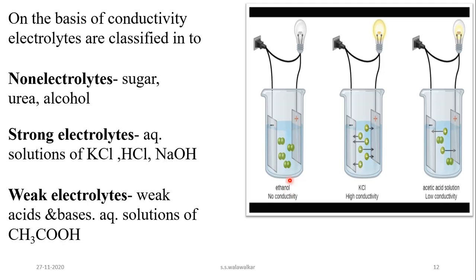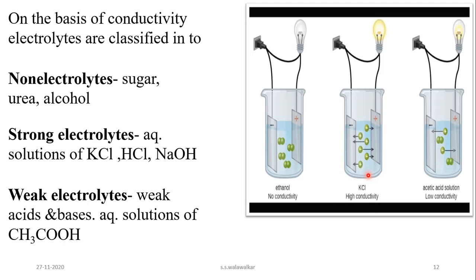Those which have no conductivity are called non-electrolytes, and they have conductivity nearly equal to water. You know that water is a poor conductor of electricity. It conducts very little, that means its dissociation is very less. So sugar, urea or alcohol have the same conductivity as water, and therefore these are included in non-electrolytes, whereas KCl, NaCl, HCl, NaOH conduct electricity.